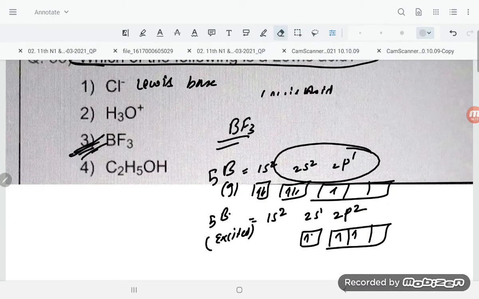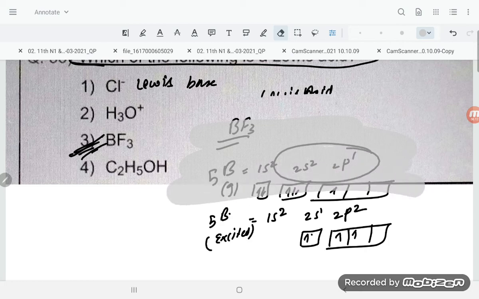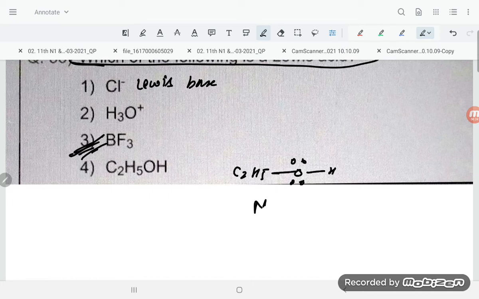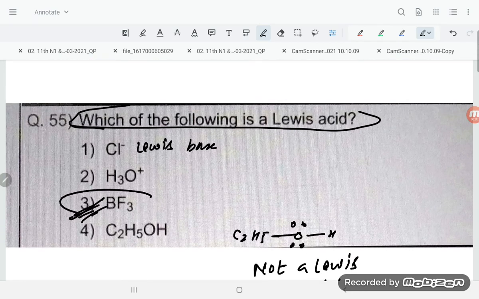C2H5OH is also not a Lewis acid. You can check it out because it is having the lone pair electron, student. In C2H5OH, here is O and H, and here is the lone pair electron. So not a Lewis acid. It can act as a Lewis base but not an acid. So our required answer is BF3.